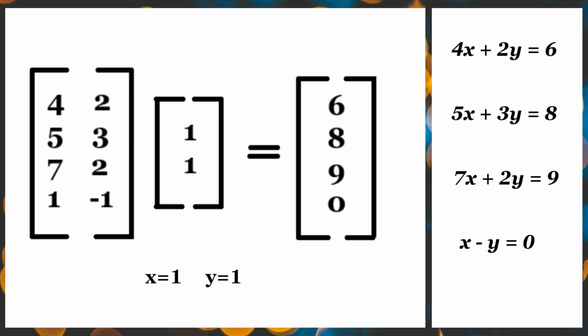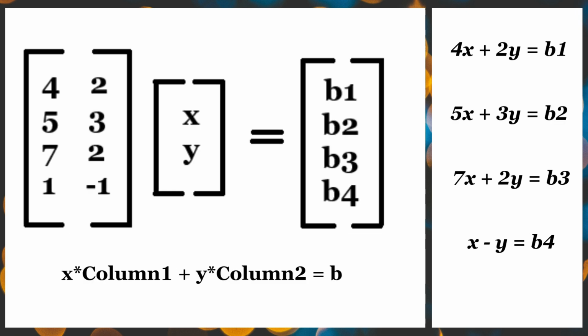In this equation, you'll also notice that x being equal to 1 and y being equal to 1 satisfies this entire matrix equation, thus proving that b is nothing but a linear combination of the column vectors of A. And similarly, b could be any linear combination of the two columns and you would get a solution. An easy way of thinking of it is this: x times column 1 plus y times column 2 is equal to the vector b, where x and y are any scalar values.